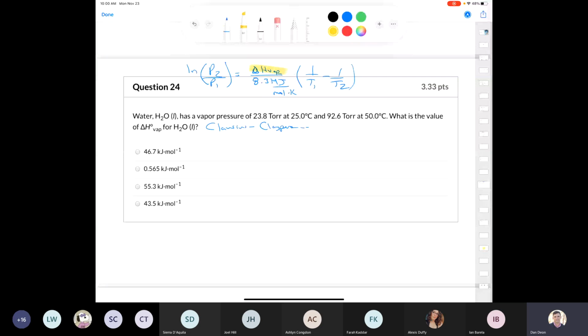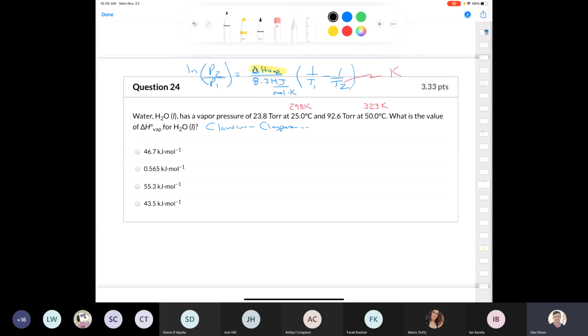Make sure that temperature is in Kelvin. So if we work out these two temperatures in Kelvin, 50 degrees Celsius is 323 Kelvin, and 25 is going to be 298 Kelvin. Well, with all that in mind, let's plug in some numbers.